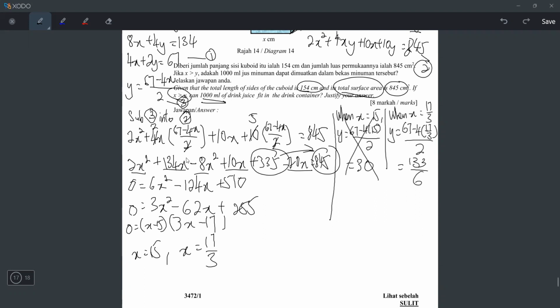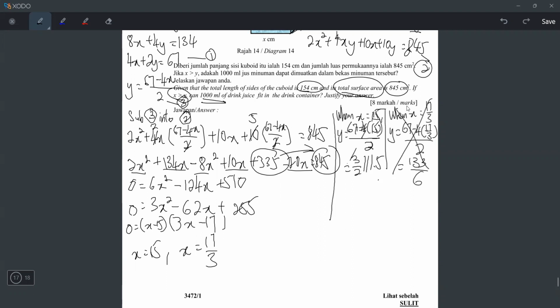Wait, let me try again. 67 minus 4 times 15. Okay, sorry. This is not 30 lah. Ayo, I'm tired already. I'm making mistakes already. Okay, sorry. 67 minus 4 times 15 over 2 is 3/2. 3/2. Or you can also say 1.5. So actually, yeah, you should cross this one.